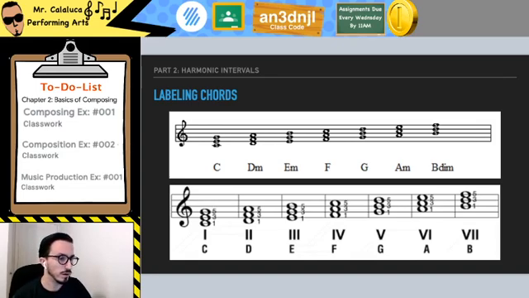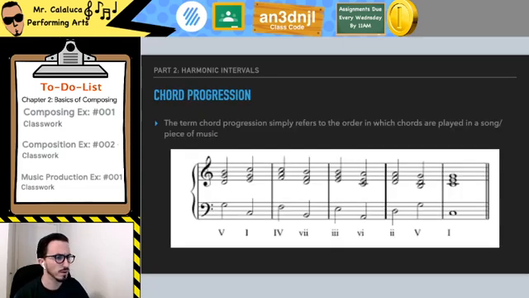Okay. Now, we label these as Roman numerals. You're going to see me do that, and you're going to need to understand it, not know it, for the next part that we're going to talk about, which is the easy way of composing these chords as a progression. The term chord progression simply refers to the order in which the chords are played in a song or a piece of music, okay?